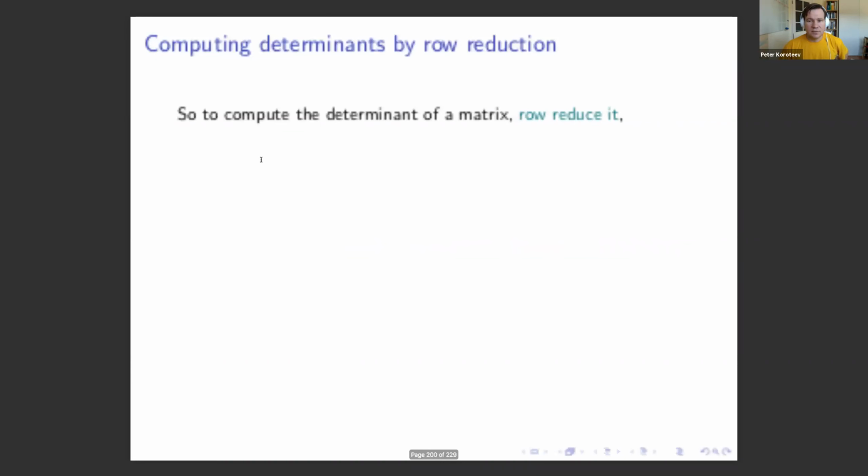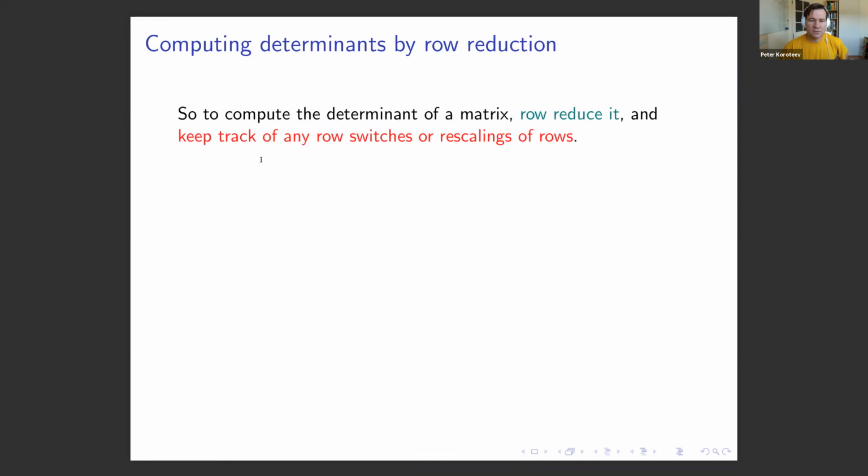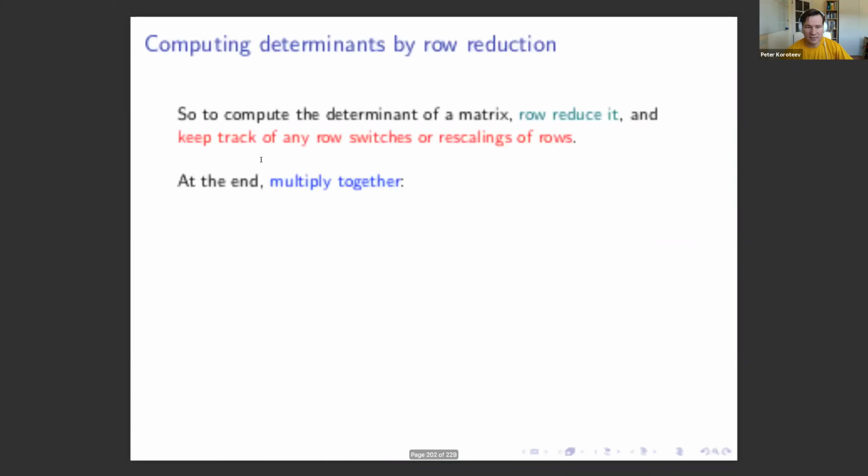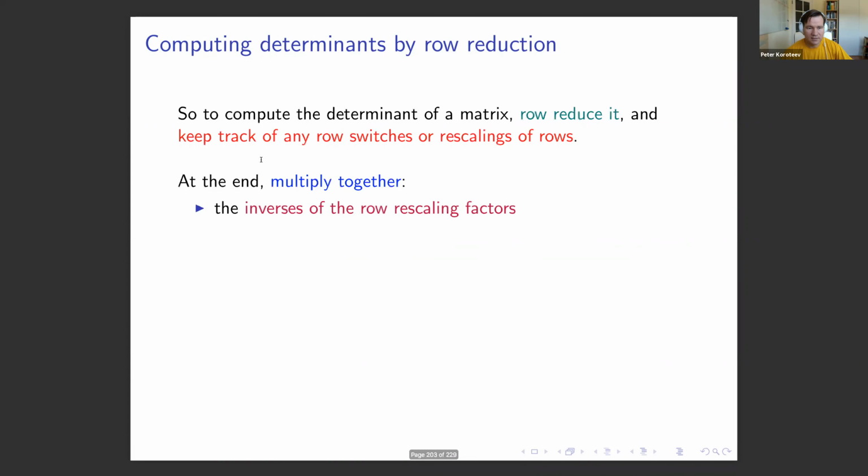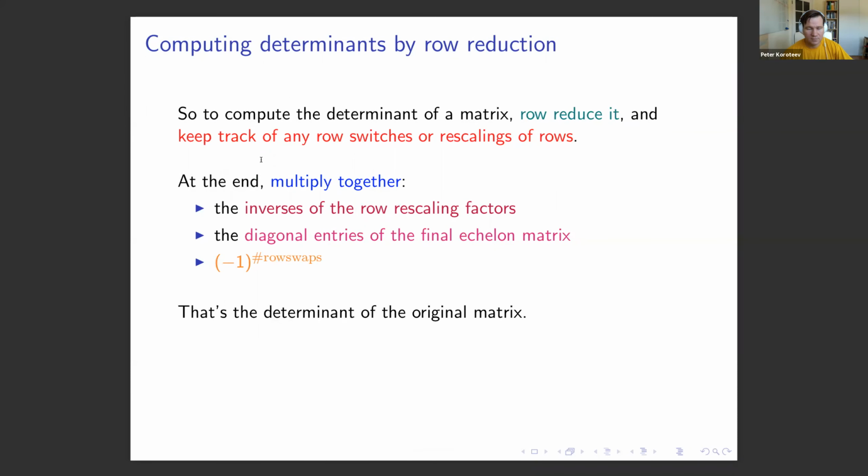So in order to compute the determinant of a matrix, we first row reduce it and then keep track of any row switches or rescaling of rows, because that may affect the sign. In the end, we multiply together the inverses of the row rescaling factors, the diagonal entries of the final echelon matrix, and (-1) to the number of row swaps. This will be equal to the determinant of the original matrix. It is much faster than summing all the terms without any simplification. That's how a computer does it, for example.